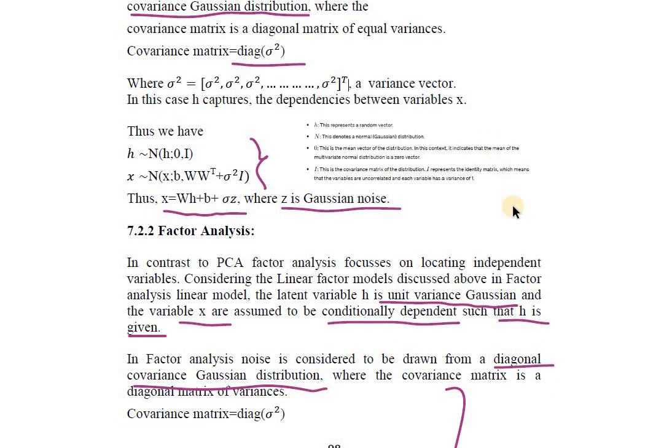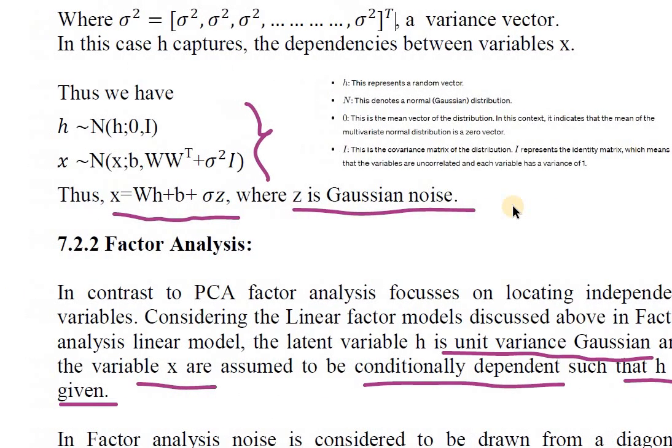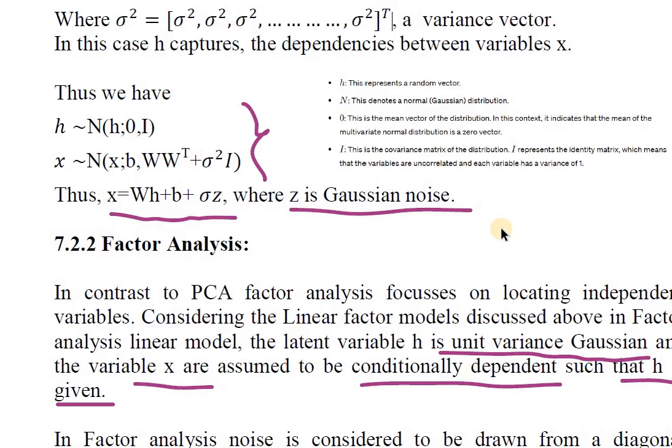Okay, now H is going to capture the dependencies between variable x. So as you can see in this formula, H is nothing but your random vector. N denotes normal or Gaussian distribution. O is the mean of vector distribution. Okay, and I is nothing but the covariance matrix of the distribution. And your formula becomes X is equal to WH plus B plus sigma Z, where Z is nothing but your Gaussian noise.